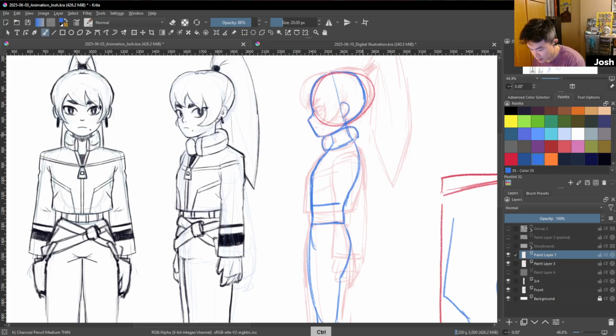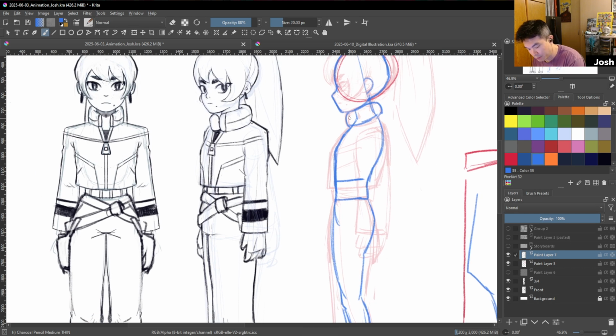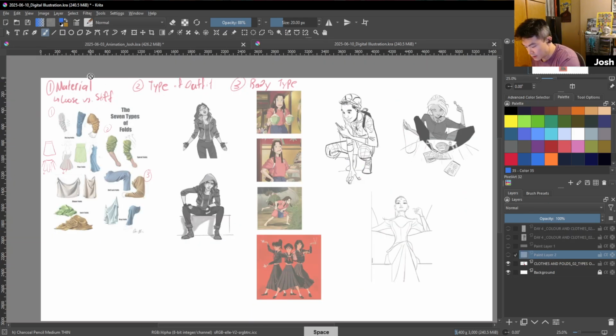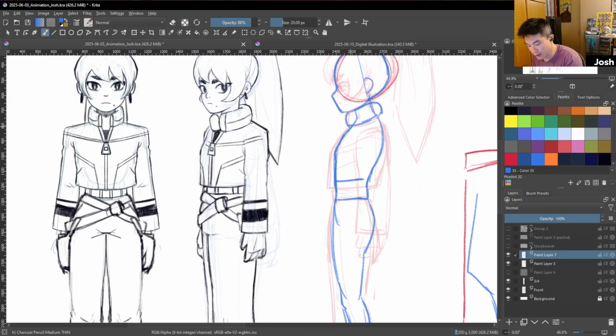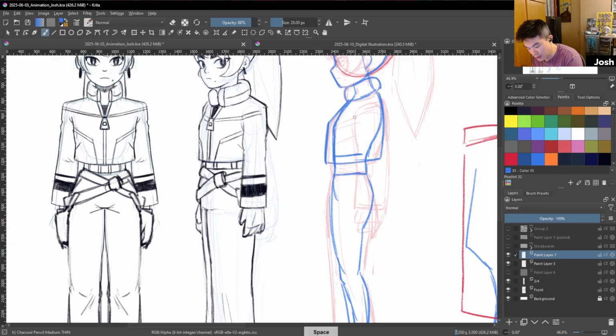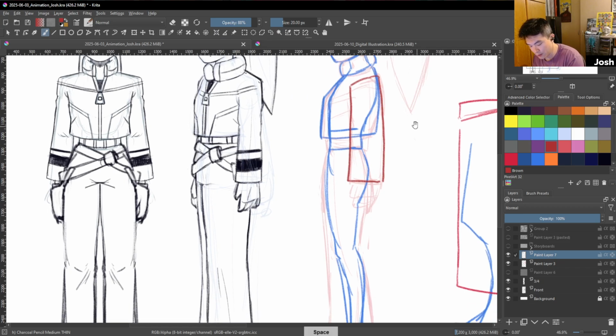So in this stage of the refinement, I wouldn't be trying to figure out folds, but I would be thinking about the type of outfit and the body type. Okay, what is the type of outfit? Well, it's a jacket. And what kind of jacket is it? Well, it's a boxy kind of bomber military jacket. So it's going to hang off of the body in this way. It's not going to be tight. It's not going to be tapered around the body. And it's the same thing with the sleeves. The sleeves are going to be boxy and they're going to hang over the wrist and things like that.